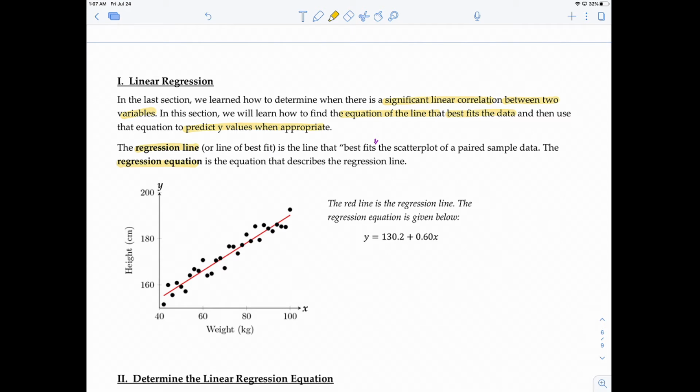But I want to give you guys a warning as well. Sometimes we're going to use this equation to predict y values, but sometimes we're not. And I'll go into more detail in a bit.